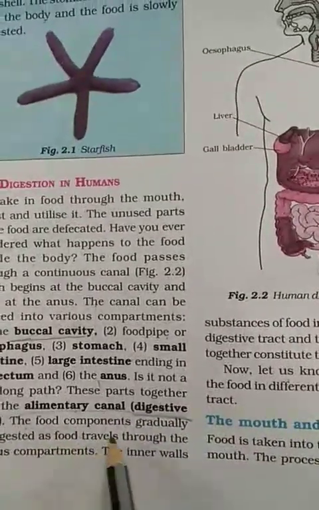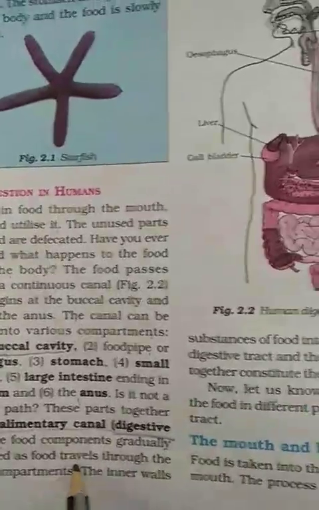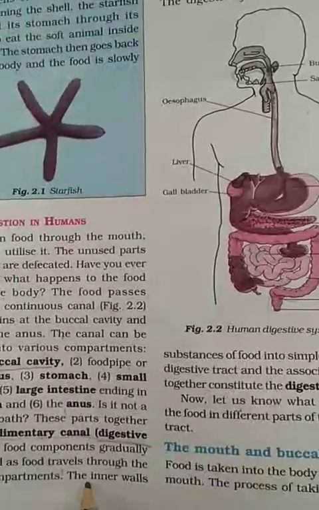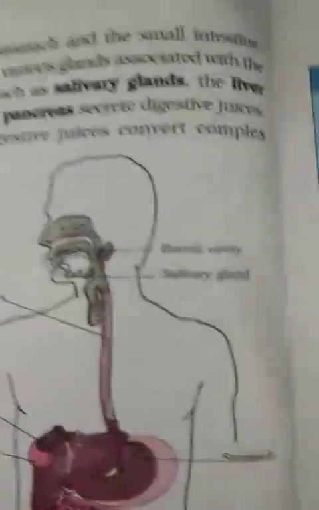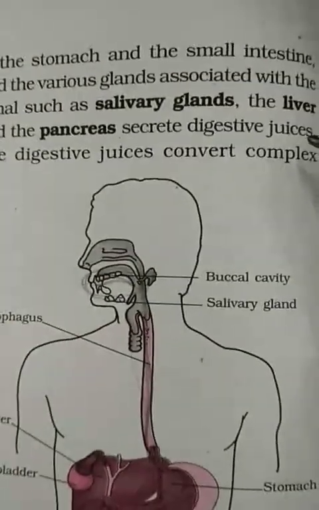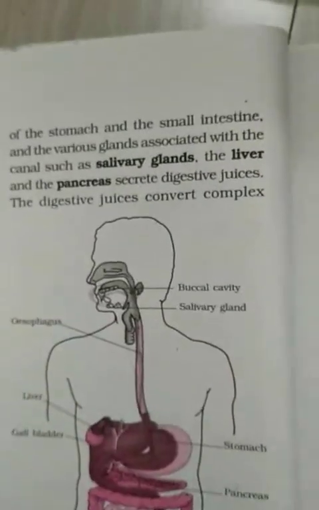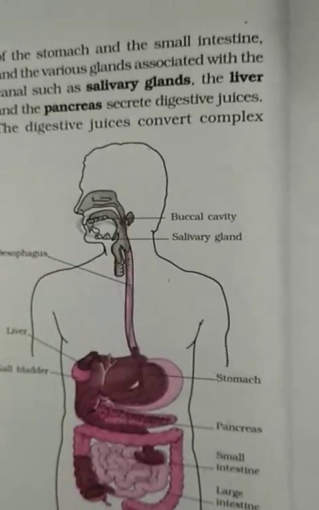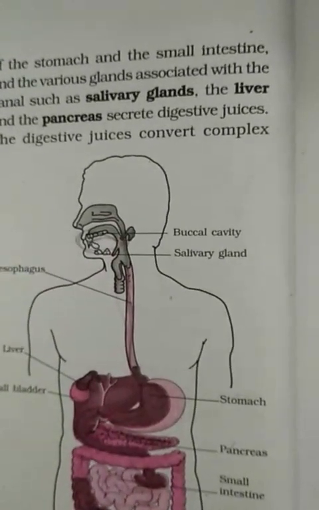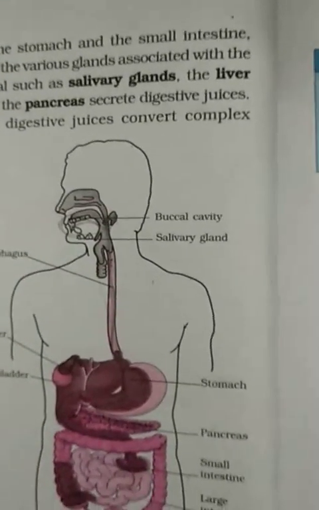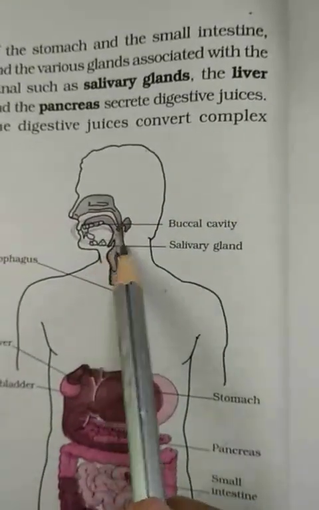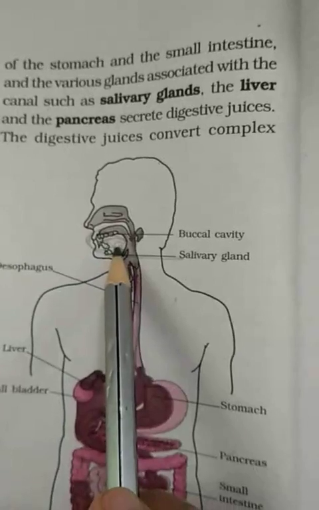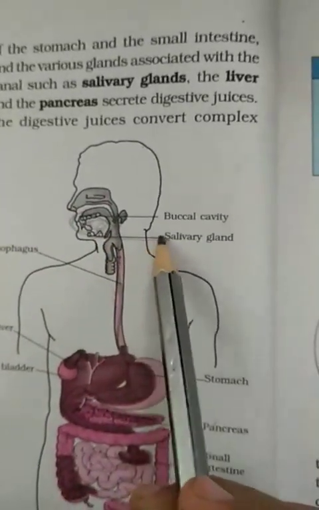The food components gradually get digested as food travels through the various compartments. The inner walls of the stomach and the small intestine and the various glands associated with the canal, such as the salivary gland, the liver and the pancreas, help in this. The salivary gland produces the saliva in our mouth, that is known as the salivary gland.